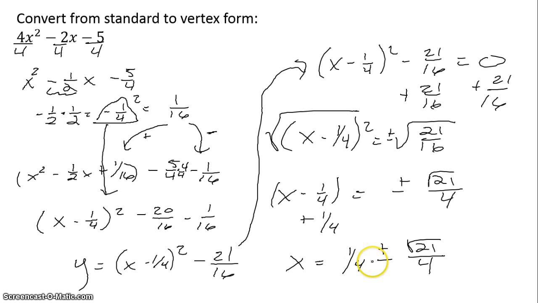And again, you could check that answer with the quadratic formula as well. And you could see how it would look a lot like it if you did get the same answer. All right, there's your standard form to vertex form using completing the square.